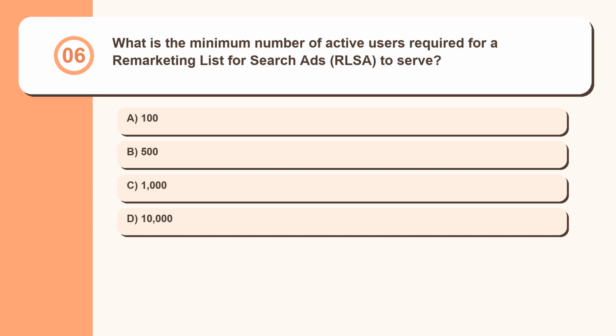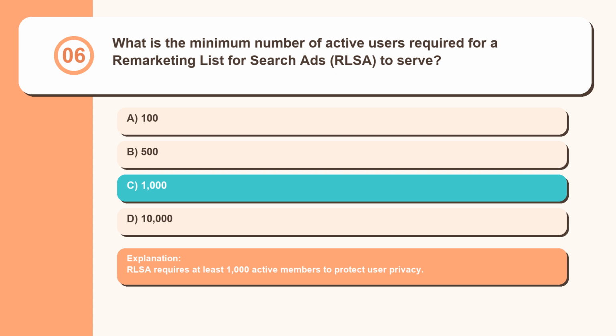Question 6. What is the minimum number of active users required for a remarketing list for search ads, RLSA, to serve? 100, 500, 1,000, 10,000. RLSA requires at least 1,000 active members to protect user privacy.